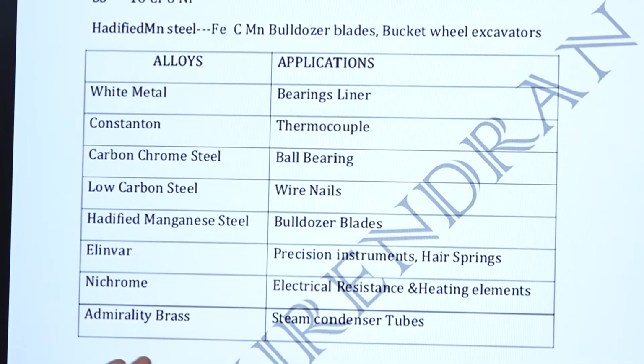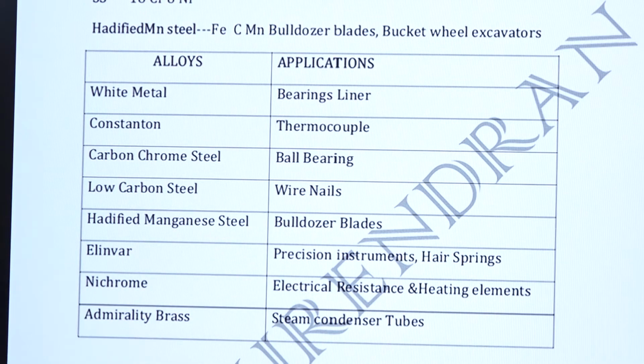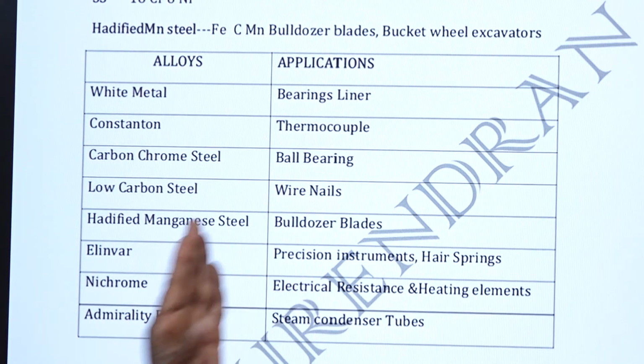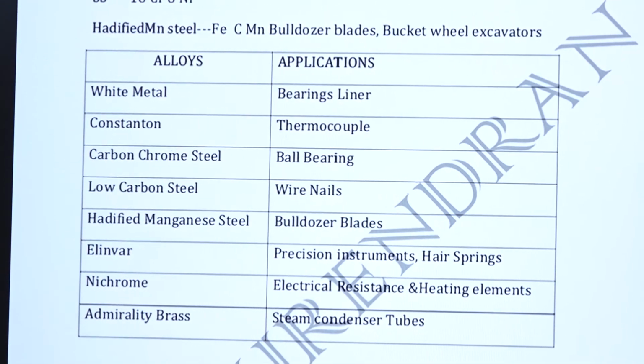And Elinvar is used for precision instruments, because Invar has zero thermal coefficient of expansion. It does not expand under elevated temperature. And Admiralty brass, steam condenser tube, nichrome, heating element. So these are some of the applications we find in day-to-day life.